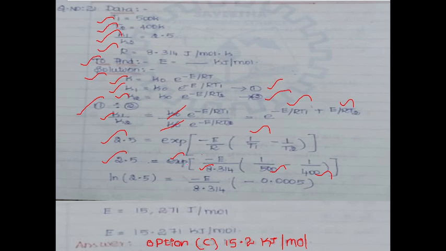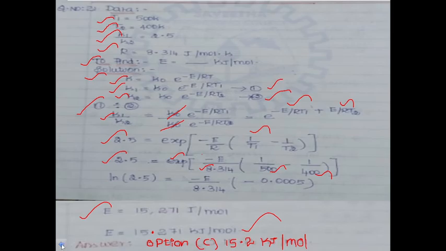the exponentials cancel, minus E by 8.314 into this term, minus 0.0005. So finally capital E is equal to 15,271 joule per mole. But we want it in kilojoule per mole, so it is 15.271 kilojoule per mole. This is the answer. So our answer for this question is option C, 15.2 kilojoule per mole.